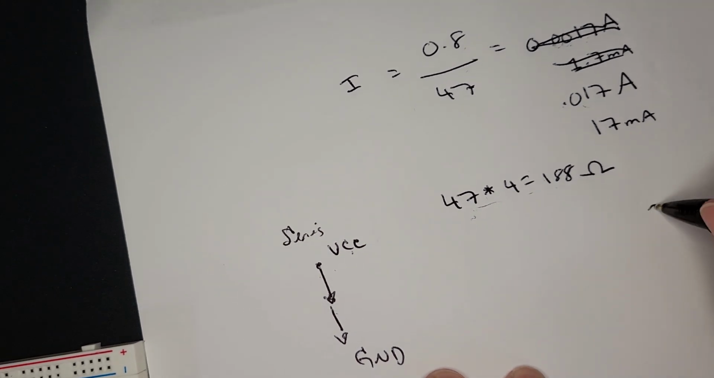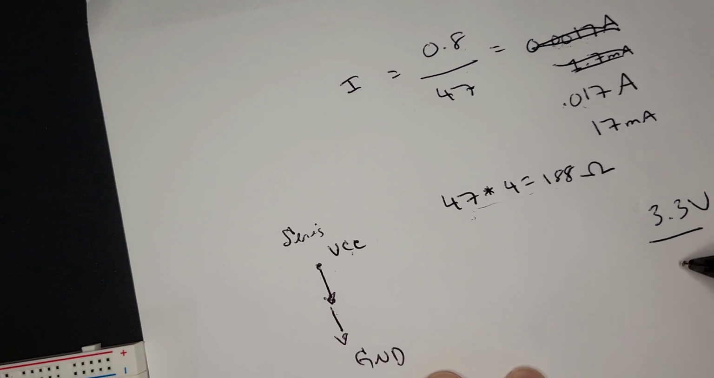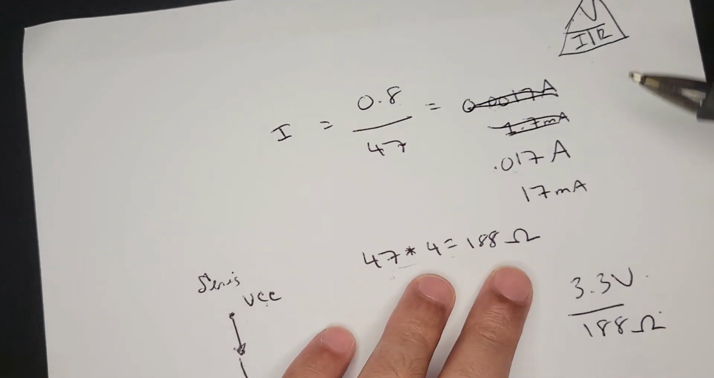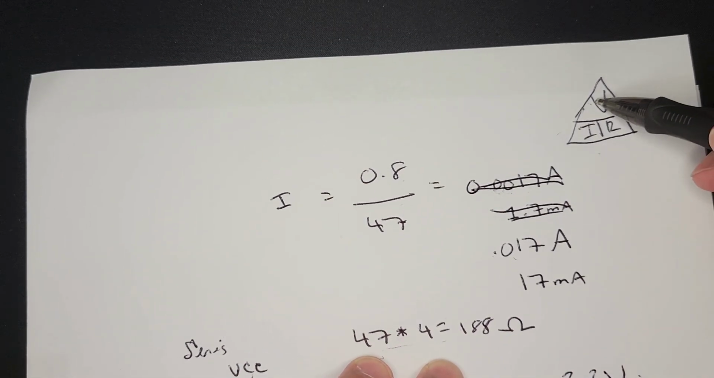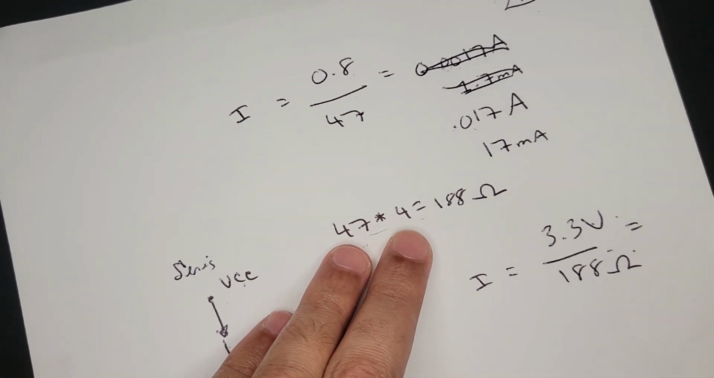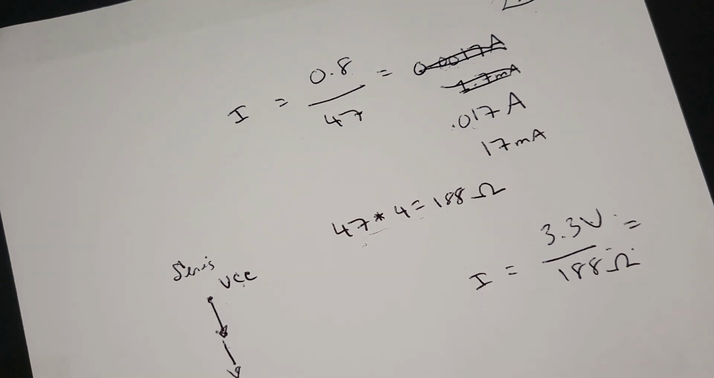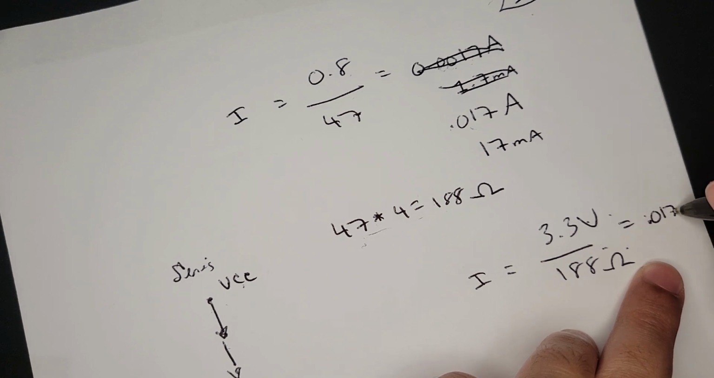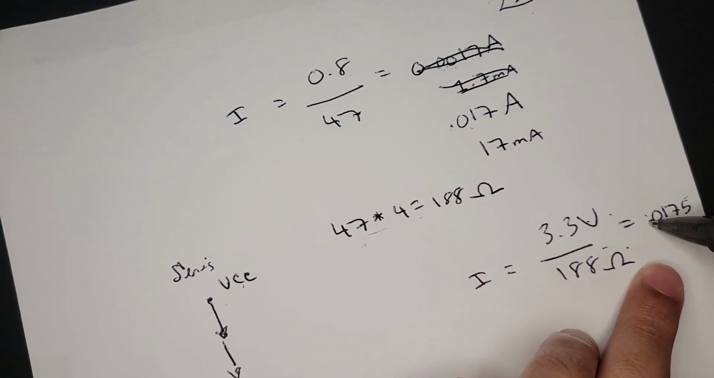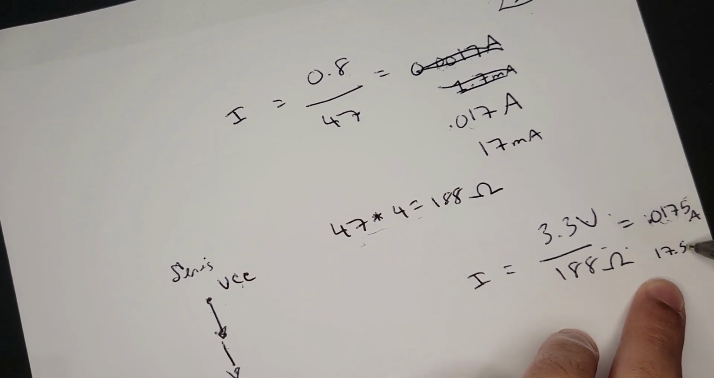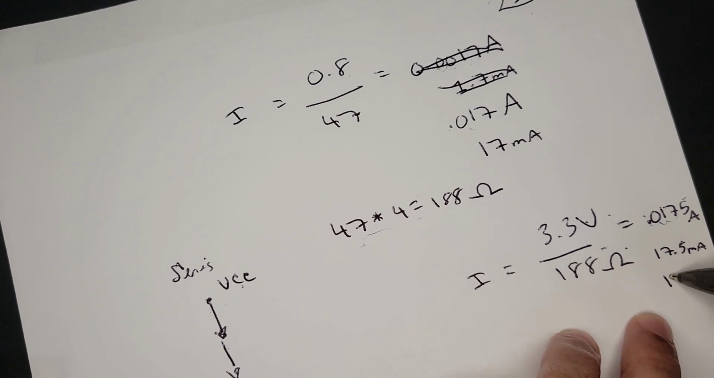So 188 divided into our voltage, right? Because we have voltage, we have resistance, and we want to figure out current. So I is equal to voltage over resistance. Then we get 3.3 divided by 188, and we get 0.0175. So that's amps, and we get 17.5 milliamps, or we could say 17 milliamps.